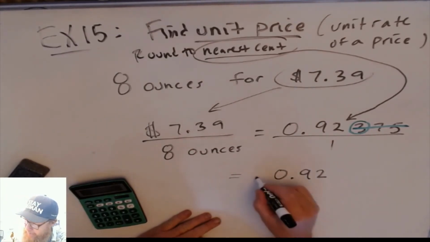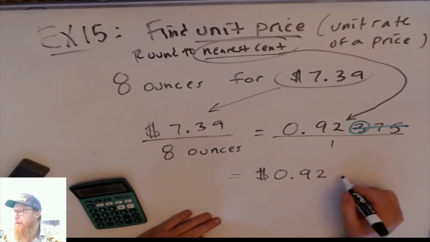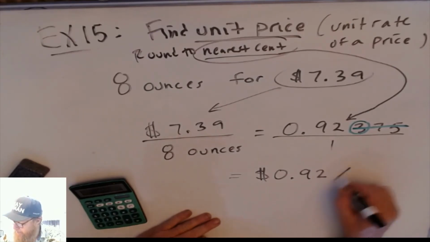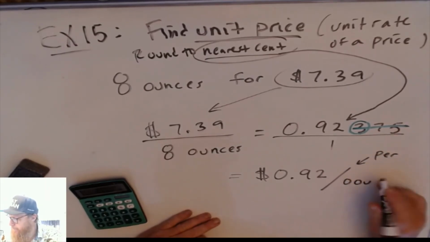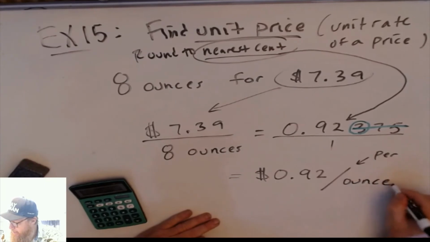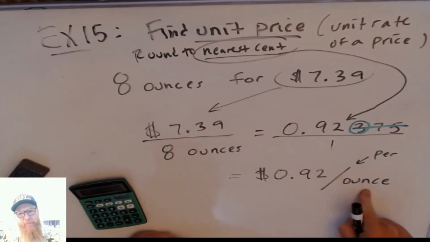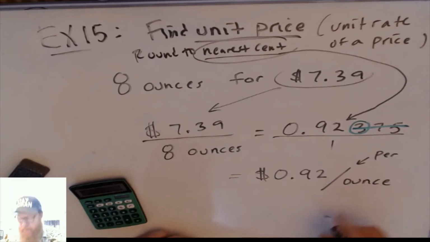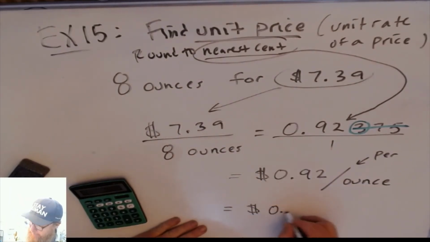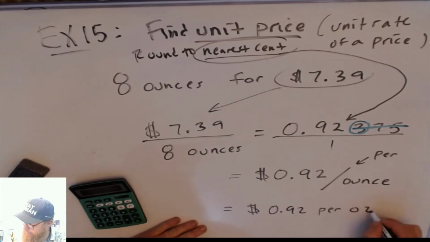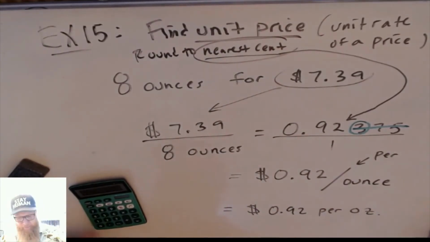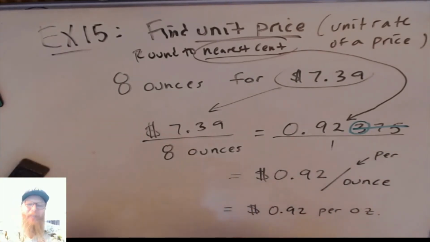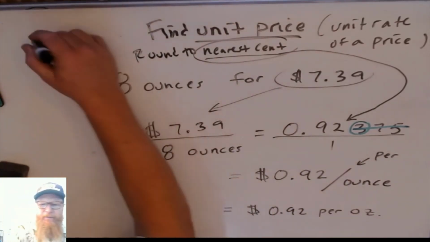And I'll just use the dollar sign per. This is per ounce. And then usually we drop the S and we write per ounce. You could also just say it in words, 92 cents per ounce. OZ is the typical abbreviation for an ounce. Unless it's a liquid. If it's a liquid, we do fluid ounces, but it's not really that big of a deal right now.